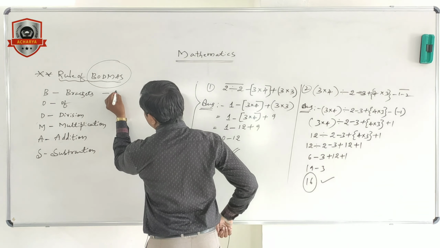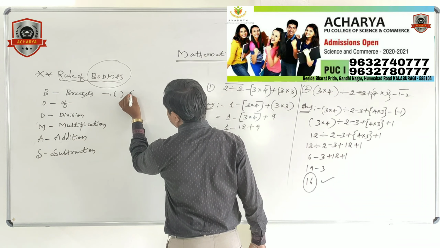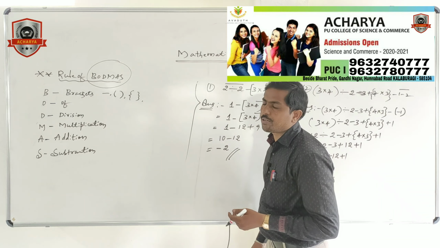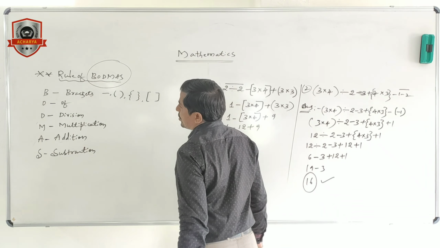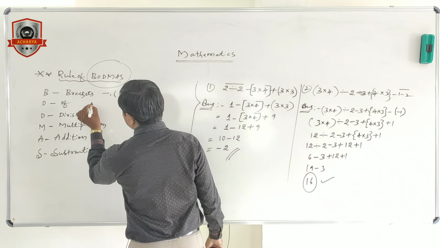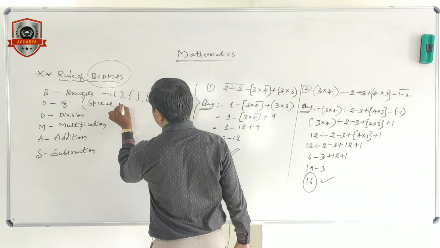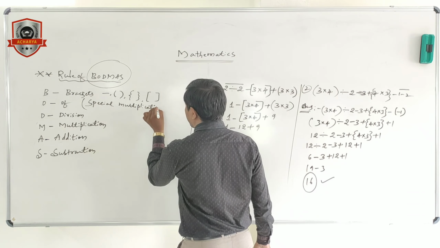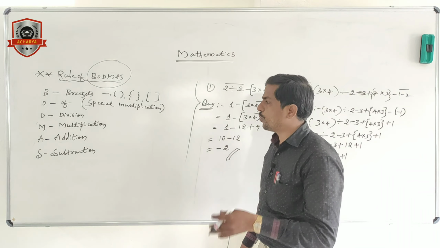So what are the brackets we have? This is the bar bracket, this is the small bracket, this one is the curly or flower bracket, then this one is the square bracket. Of is what? Special multiplication. If "of" is given in the problem, instead of that we can use into.